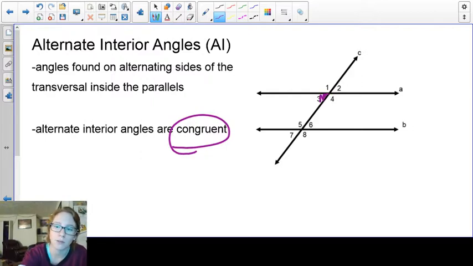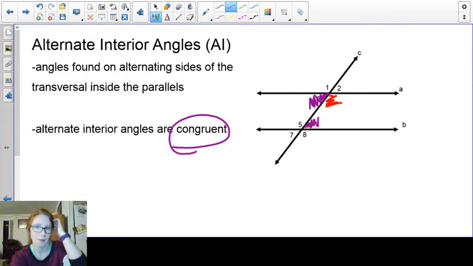So angle 3 is on the inside between my 2 parallels, and that is equal to angle 6 because they're on the opposite side of that transversal. Likewise, angle 4 is on the inside between my parallels, and it is on the opposite side to angle 5, so those guys are equal.